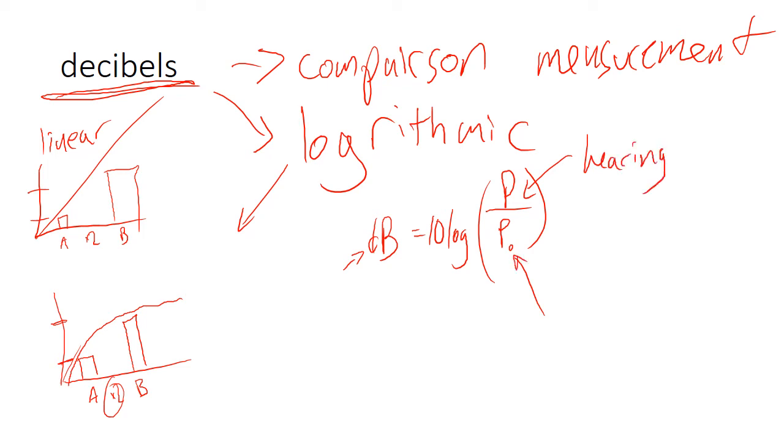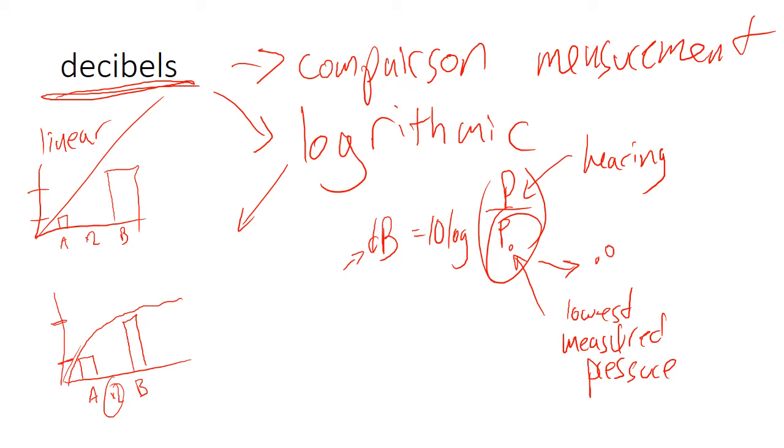This is the lowest measured pressure for hearing. So maybe you remember before we talked about the lowest amount you can hear. This is that lowest amount. So this amount was 0.000002 pascals. So your decibel reading is going to be just whatever ratio it is above that.